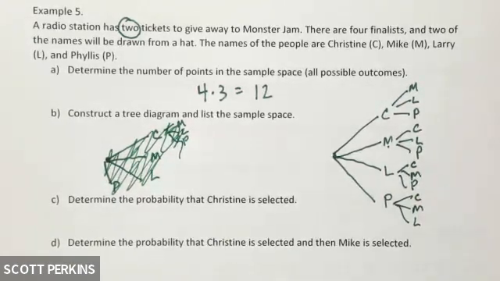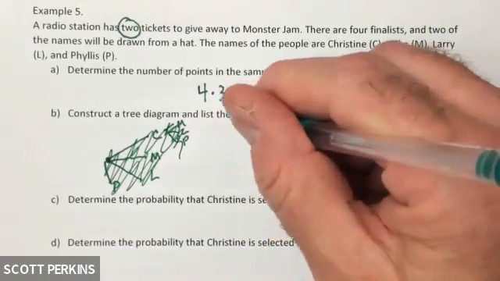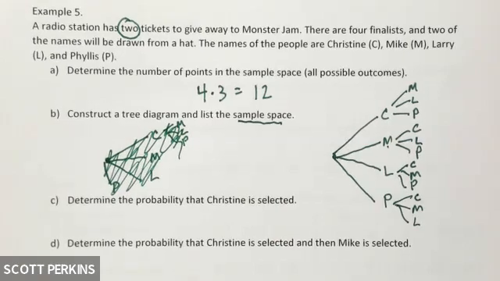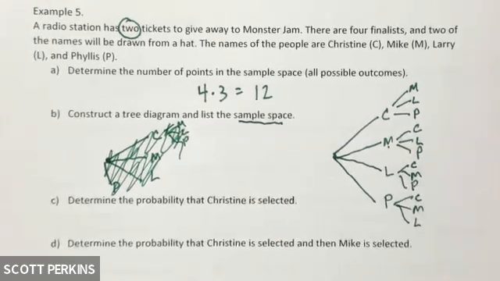Great job. I don't know if you did this yet, but the other thing was to list out the sample space, all the possible things that can happen. So I'm going to give you 20 seconds, follow the tree branches, and list out all 12 possible outcomes that can happen when we're pulling out these 2 tickets.